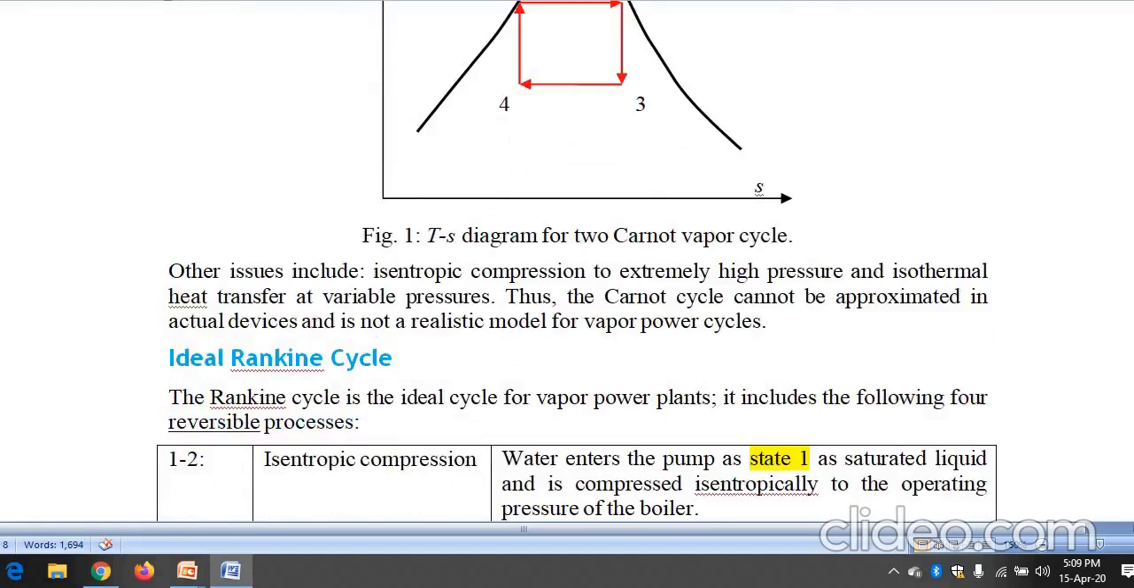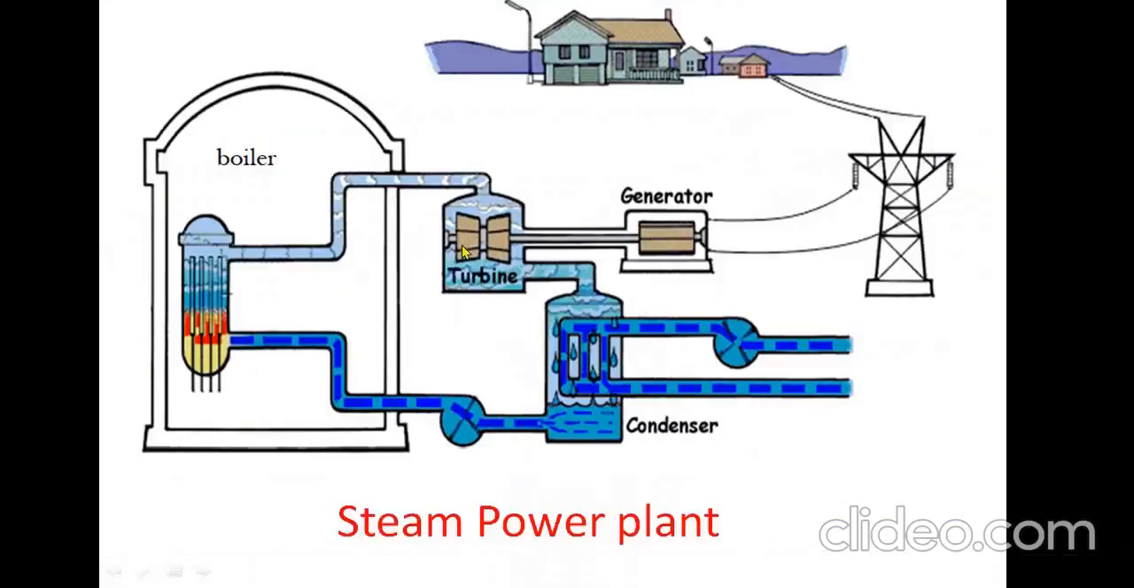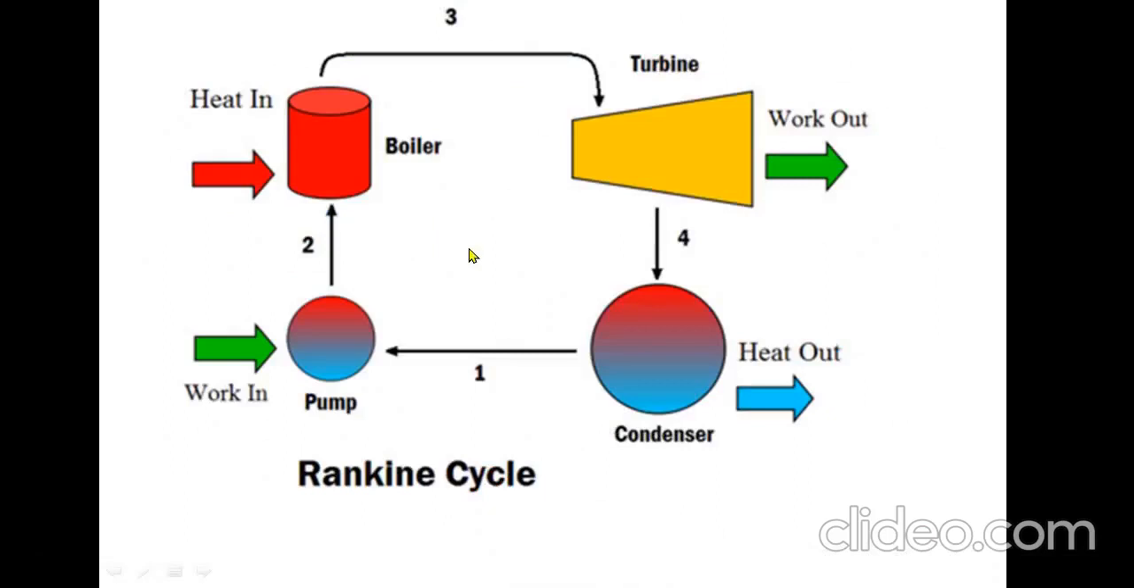So there are certain changes in the Carnot cycle. If you make changes, then we can call that the Rankine cycle. Even in the Rankine cycle we have 4 elements: boiler, turbine, condenser, pump. The pump is the work consuming device because it is used to increase the pressure. That's why we are adding work input to the pump.